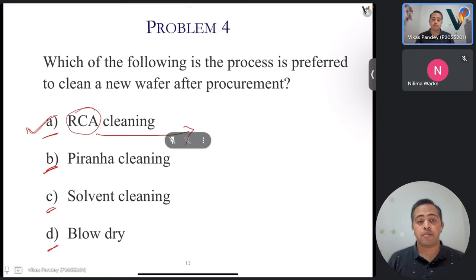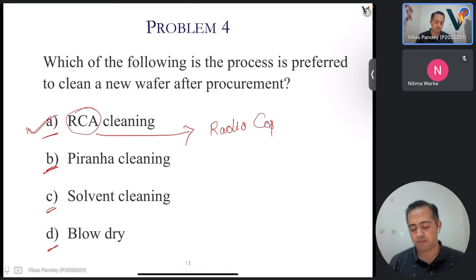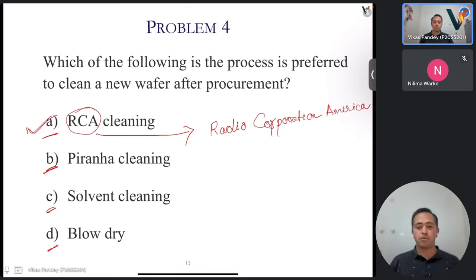RCA cleaning is, RCA refers to Radio Corporation of America. It was named like this because this cleaning process was standardized by the Radio Corporation of America. And that is why it is even called standard cleaning 1 and standard cleaning 2. There are two parts in RCA, RCA1 and RCA2. They are also called standard cleaning 1 and standard cleaning 2. So don't confuse if somewhere it is written as SC1 and SC2 or standard cleaning process.